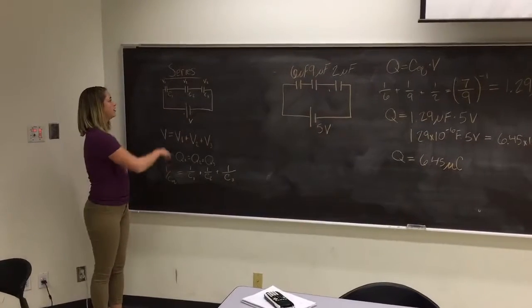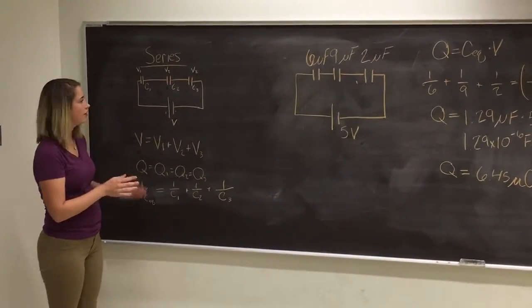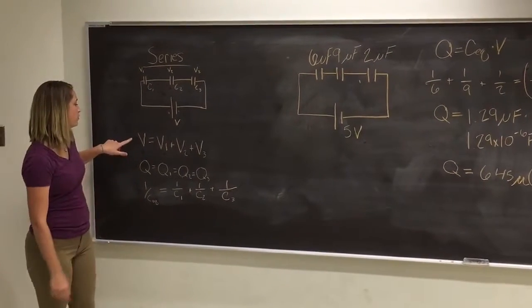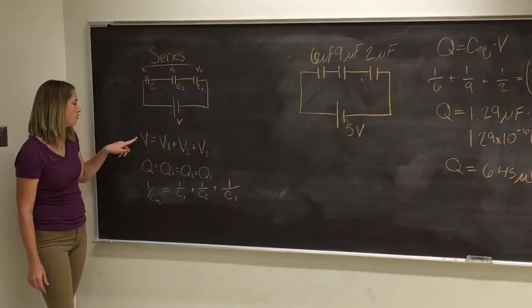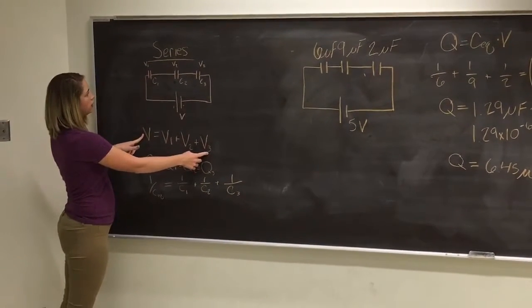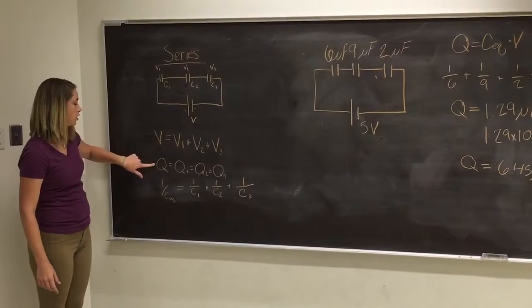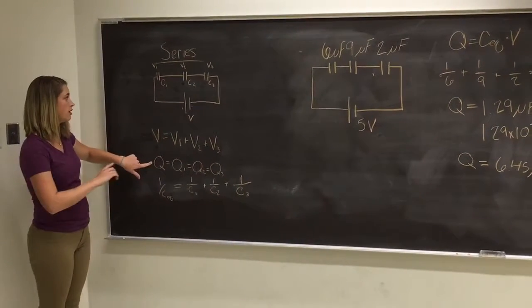So basically, the series circuit is all in one loop. It doesn't break off or anything. So for the voltage, to get total voltage, you have to add up the voltage at V1, V2, and V3. So that'd be here, here, and here. For the charge, it is equal throughout the entire circuit.